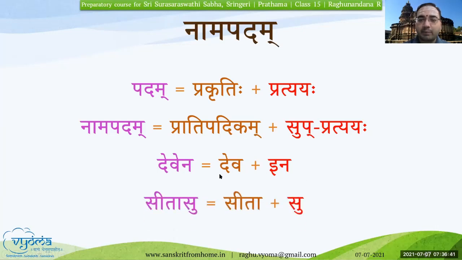Similarly, another example, Sitasu. If you see, Sita is the Pratipadika, and the final form of the Supratyaya that is coming for Saptami Vibhakti will be Su. So when you combine this, it becomes Sitasu. That is the final word that we get.